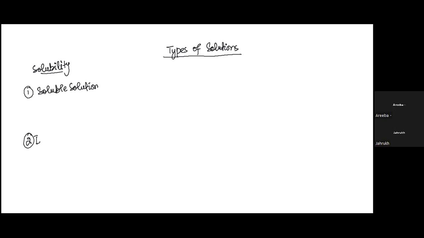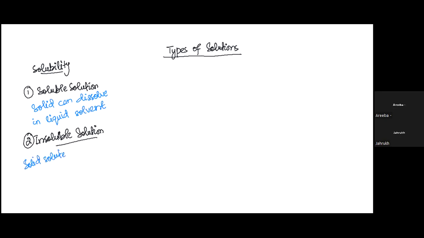Can you define soluble solution for me? Pretty easy. Where a solid can dissolve in a liquid solvent. And insoluble, how about that? The solution in which it's hard to dissolve. So a solid solute cannot dissolve in a liquid solvent. Makes sense, right? So yes, sir. This is the first type.